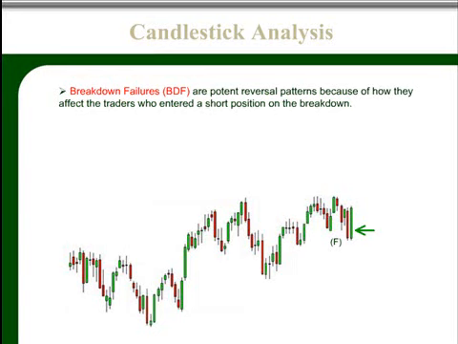The size of the 2 bars show us there was an increase in traders who are associated with these bars. The more traders there are caught in a breakdown failure, the more buying there will be as those traders close their losing position.